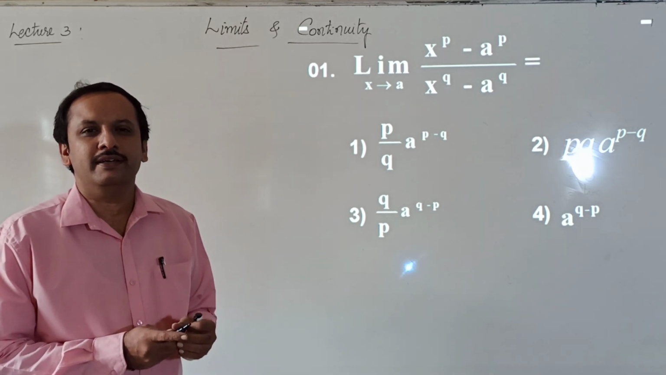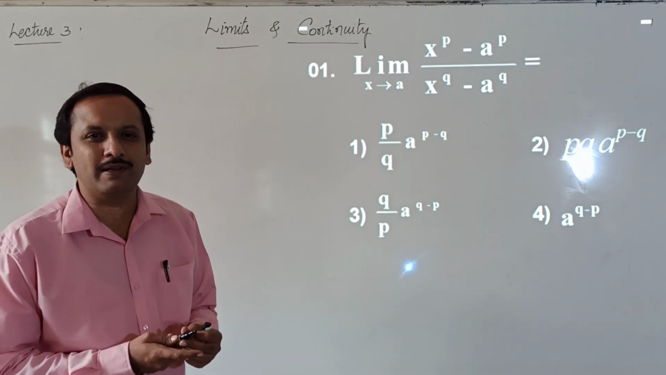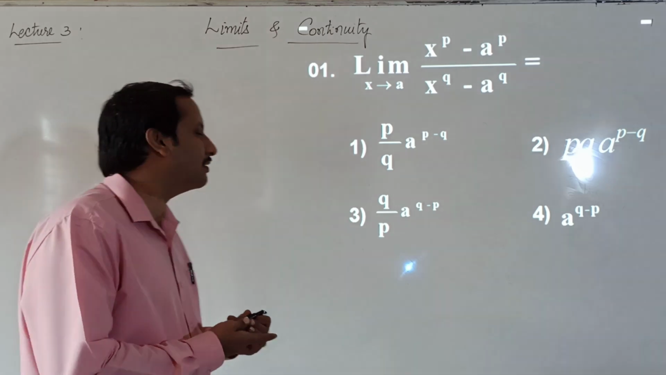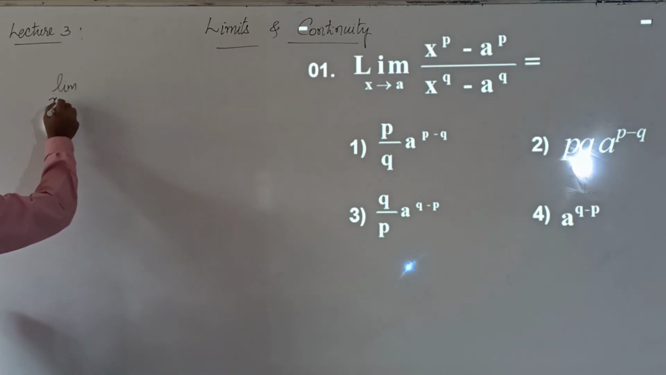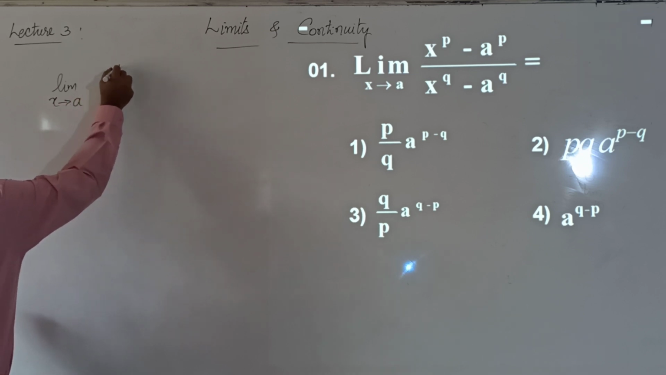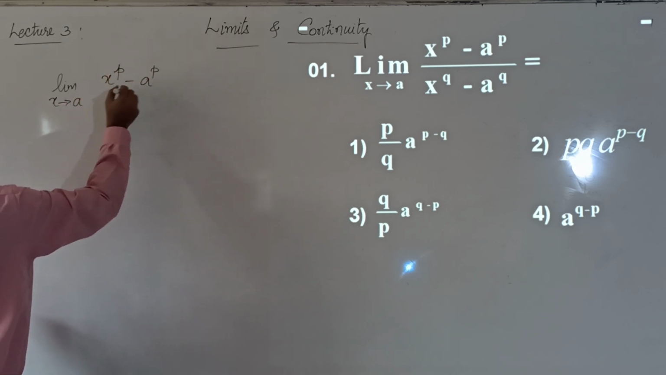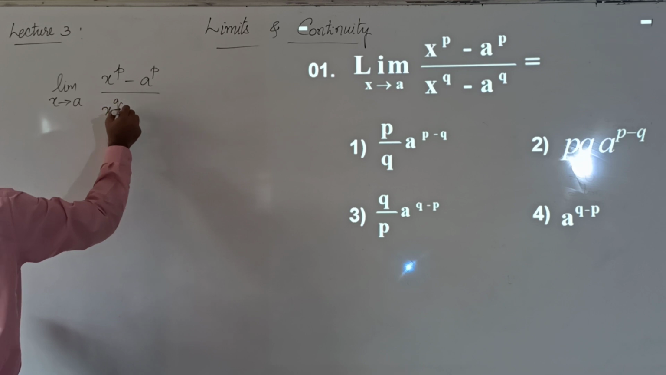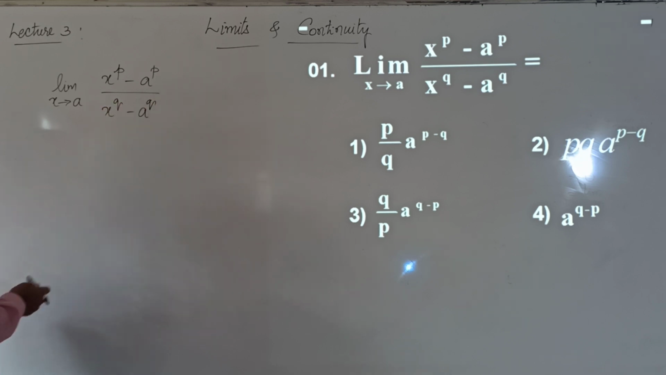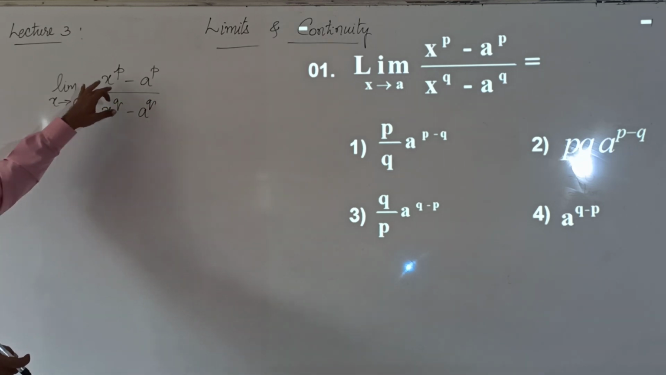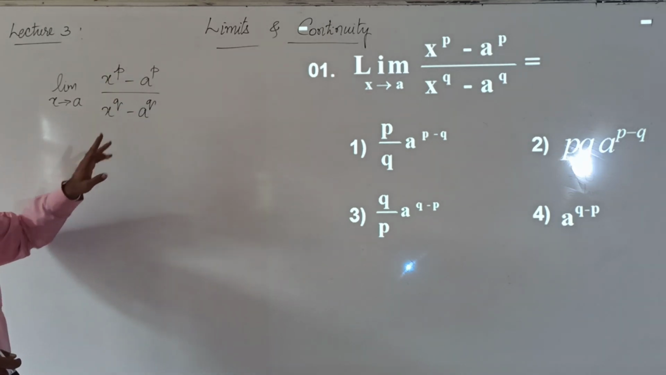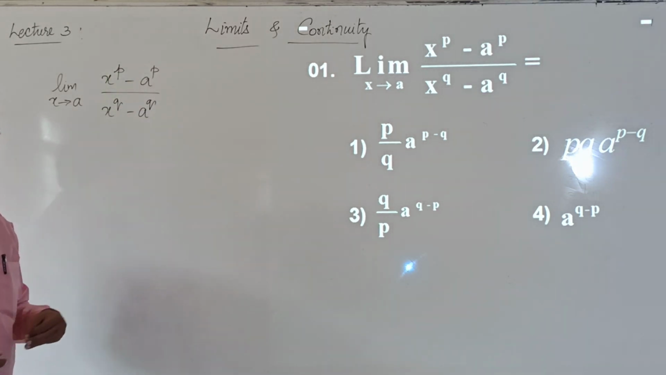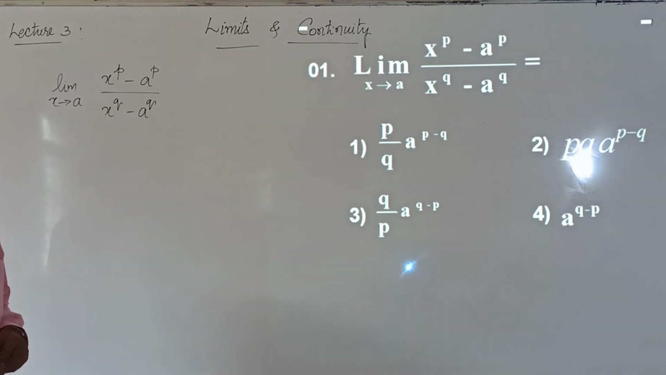But if your question is, sir, if you don't know the formula, then what should we do? Then also you can solve this problem. Let me tell you how. Limit x tends to a, (x^p - a^p) divided by (x^q - a^q). If I directly apply the limit, I am going to get a^p minus a^p, that is 0. Denominator a^q minus a^q, that is also 0. 0 by 0 is an indeterminate form.